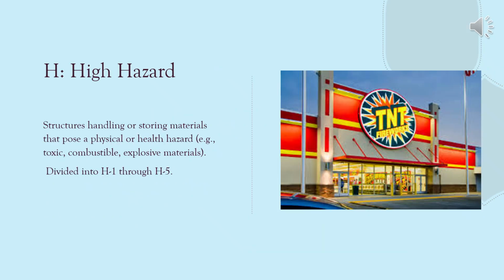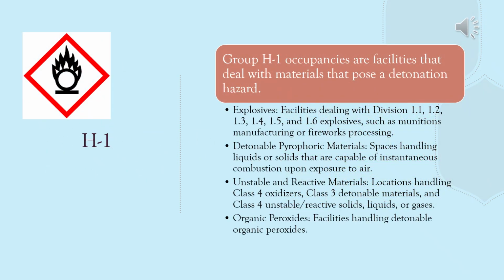So now let's discuss these high hazard type H occupancies. They're divided into groups from H1 through H5. These are structures that handle or store materials that pose a physical or health hazard: toxic, combustible, chemicals, fireworks stands, explosive materials. Group H1 occupancies are facilities that deal with materials that pose a detonation hazard.